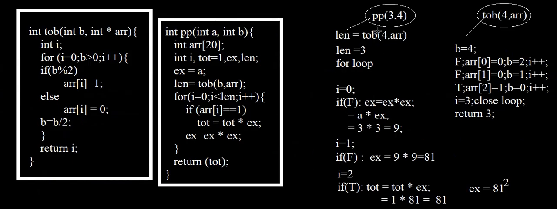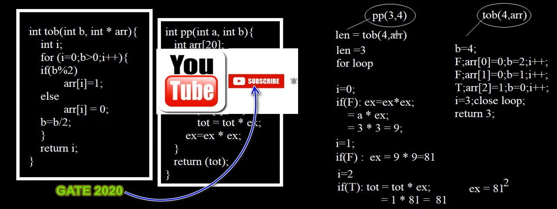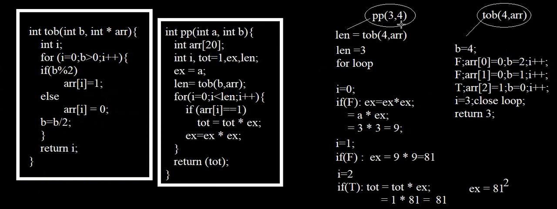Now let's see this question. We need to predict the output of the pp 3, 4. Let's first come to the pp function, pp int a, int b. Here a equals to 3 and b equals to 4. Now if you execute these 3 lines, it will be like tot equals to 1, and there is another integer variable ex and ln, and ex is assigned with a, and we need to find out ln equals to tob.